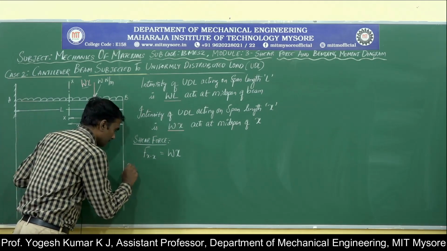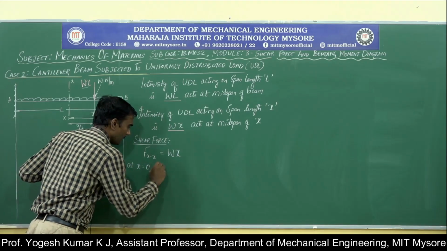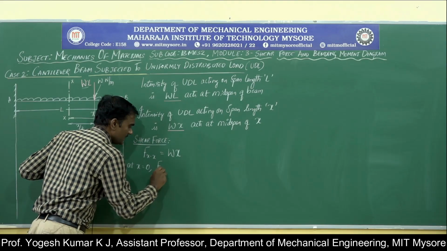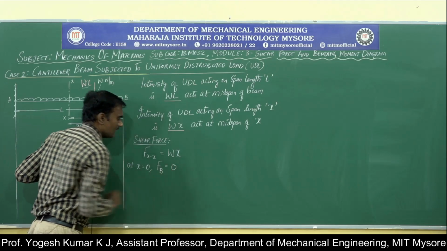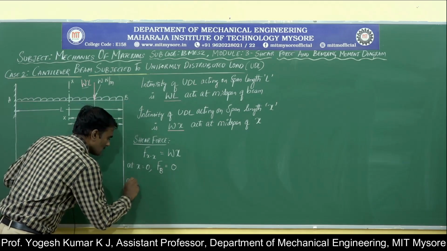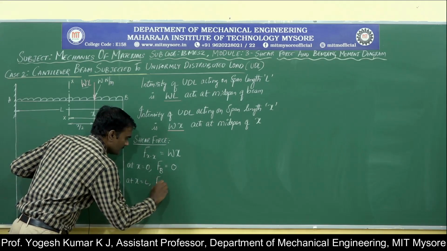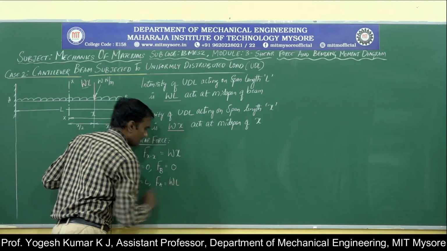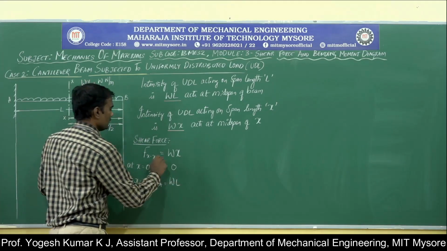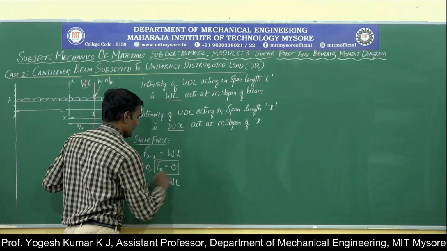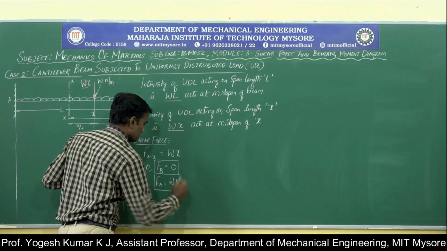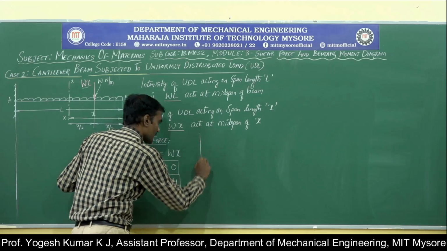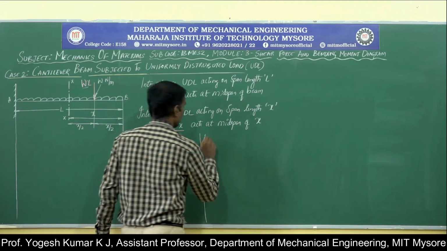Let us find out now. At x equal to 0, Fxx, we will be at location point B, and this value will become 0. At x equal to L, this value Fa, we will be at location A, and the value will be W into L. So these are the shear forces acting on the beam when it is subjected to UDL. Now let us go to bending moment.